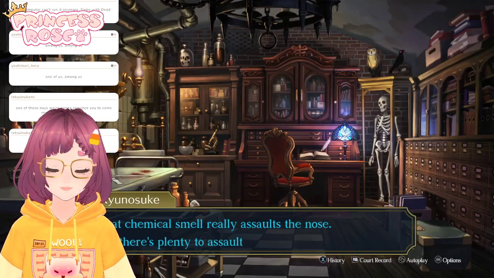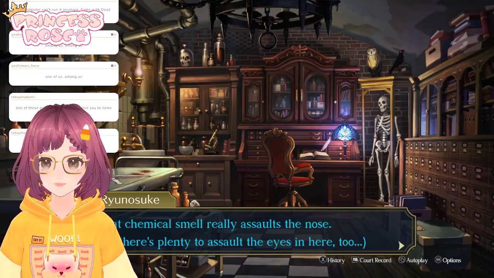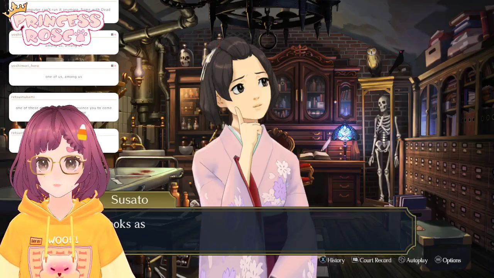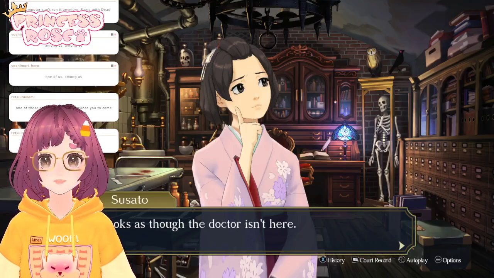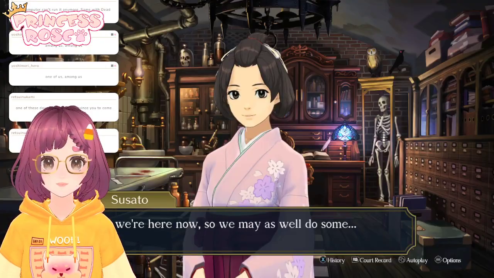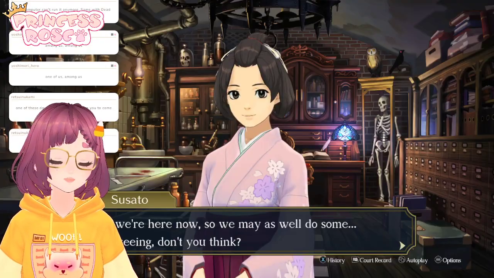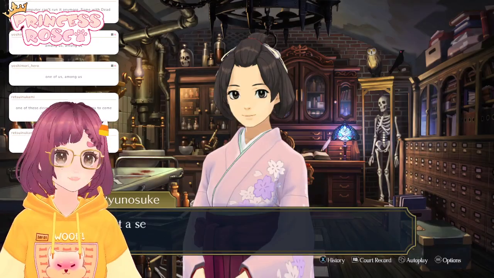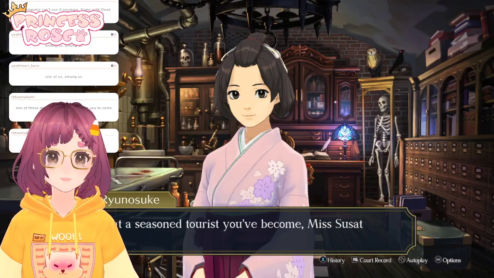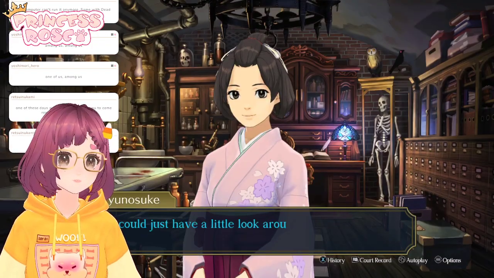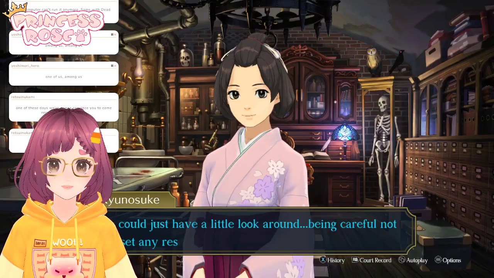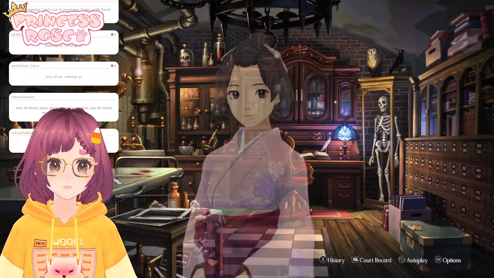That chemical smell really assaults the nose, and there's plenty to assault the eyes in here, too. It looks as though the doctor isn't here. But we're here now, so we may as well do some sightseeing, don't you think? What a seasoned tourist you've become, Miss Susato. We could just have a little look around, being careful not to upset any restless souls.